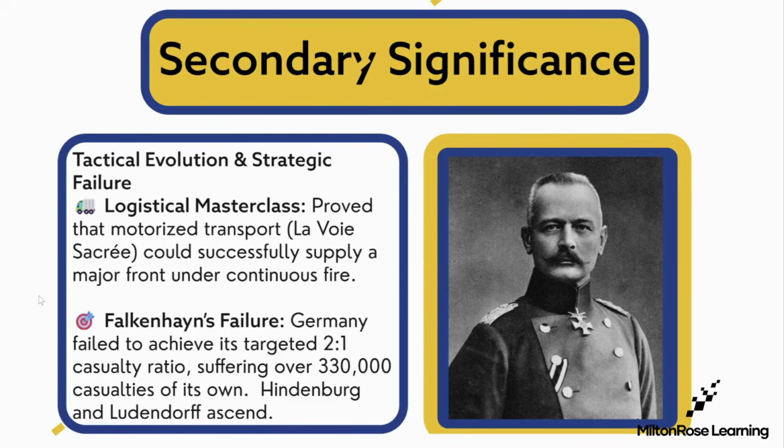Also, Falkenhayn's failure. Germany did fail to achieve, do you remember the target of 2-to-1 casualty ratios? That failed, and they actually ended up suffering over 330,000 casualties of their own in the German army, and those troops were very difficult to replace. Falkenhayn is, as we know, sacked, and Hindenburg and Ludendorff rule for the majority of the rest of the war, and they run Germany a bit like a military dictatorship.